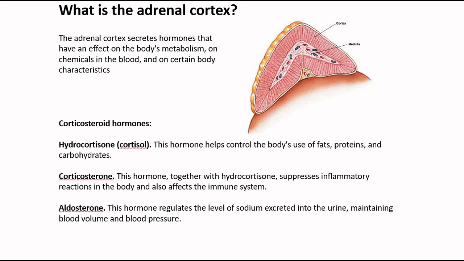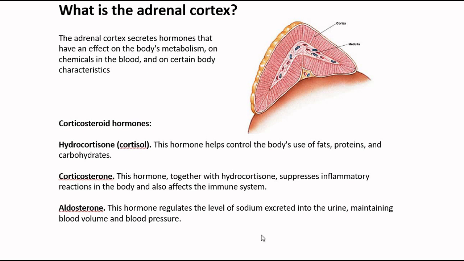So if we look at, first of all, the cortex, we can see some examples of the corticosteroid hormones. So you've got hydrocortisone, and that helps the body use up fats, proteins and carbohydrates, helps with metabolism. Corticosterone, so this hormone is suppressing the inflammation, and you've got cortisol as well, which is involved in the cortex, and it helps. One of the big things that the cortex does, it helps with the stress response.